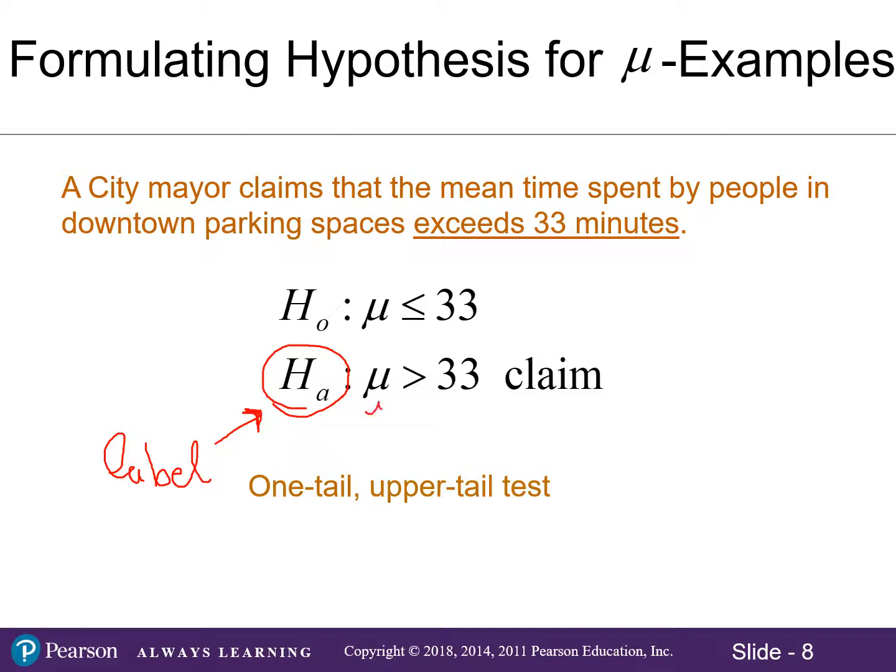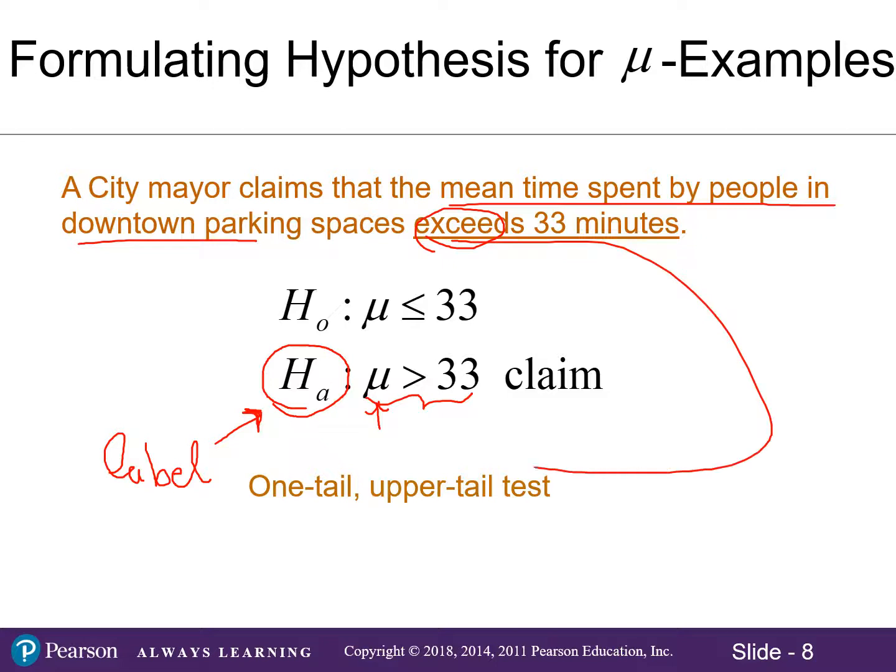Then you'll notice right here, there's my mean time spent by people in downtown's parking spaces. Be careful, although we use this symbol for every single population mean, this one is specifically for the mean time spent by people in the parking structures. When you look at this hypothesis right here, it should match your sentence: mean time is greater than 33 minutes. See how I'm reading this? And then that exceeds portion is what's telling you that this is a greater than.